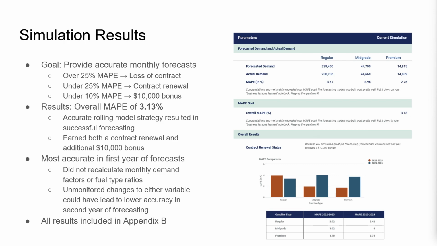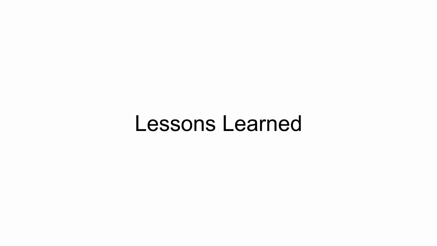As a note, we were most accurate within the first 12 months of the forecast. We did not recalculate the monthly demand factors or fuel type ratios during the simulation, and in hindsight, that may have been the cause of the increased error seen in the second year of forecasting. An expanded set of simulation results can be found in Appendix B.